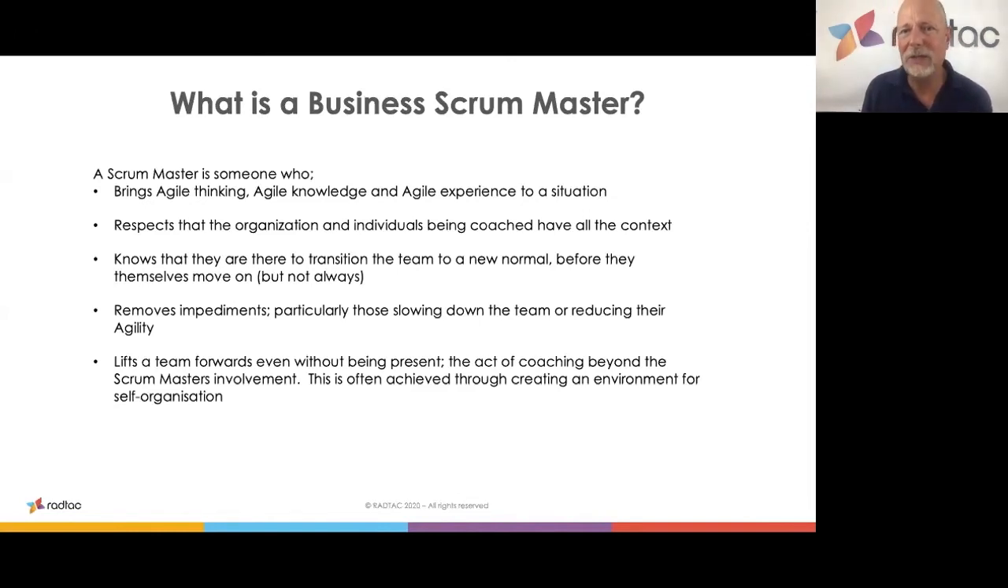It's really key that the Scrum Master has experience of interacting with people, organizations, product owners, teams, and we know where the bear pits are. We know where the difficulties are going to occur. Anybody can read a book, which is great. There's nothing wrong with reading books, but the Scrum Master needs to have practical experience, really. The Scrum Master respects the organization, the individuals being coached, and has the context.